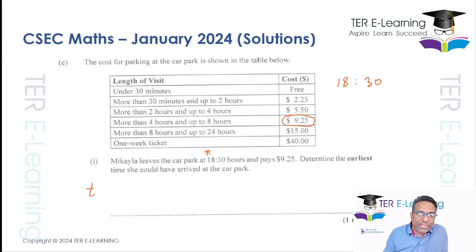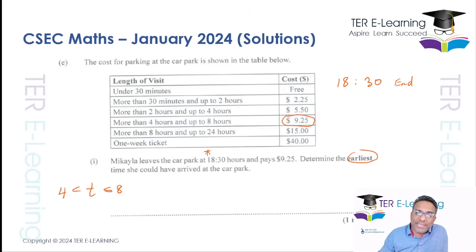So the duration that she's there for is more than 4 hours, but up to 8 hours, so that's less than or equal to 8 hours here. Now if you notice, they asked, what is the earliest time she could have arrived? If she stays 4 hours, she pays $9.25. If she stays 8 hours, she still pays $9.25.